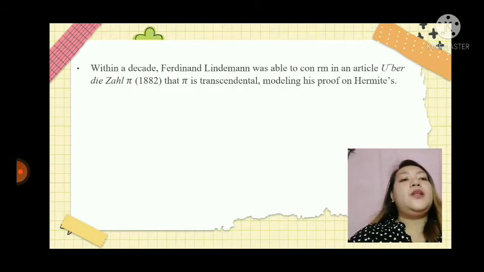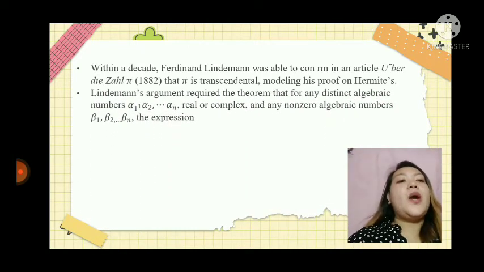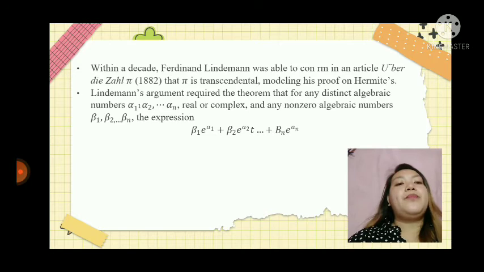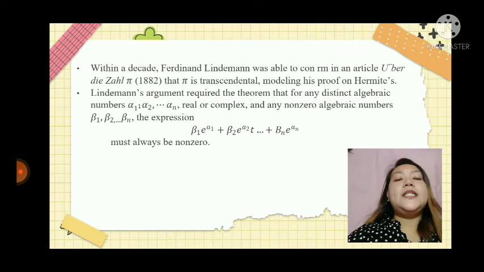Within a decade, Ferdinand Lindemann was able to confirm in an article, Über die Zahl pi, that pi is transcendental, modeling his proof on Hermite's. Lindemann's argument required the theorem that for any distinct algebraic numbers a sub 1, a sub 2, up to a sub n, real or complex, and any non-zero algebraic numbers beta sub 1, beta sub 2, up to beta sub n, the expression beta sub 1 e to the power of a sub 1 plus beta sub 2 e to the power of a sub 2 plus beta sub n e to the power of a sub n must always be non-zero.